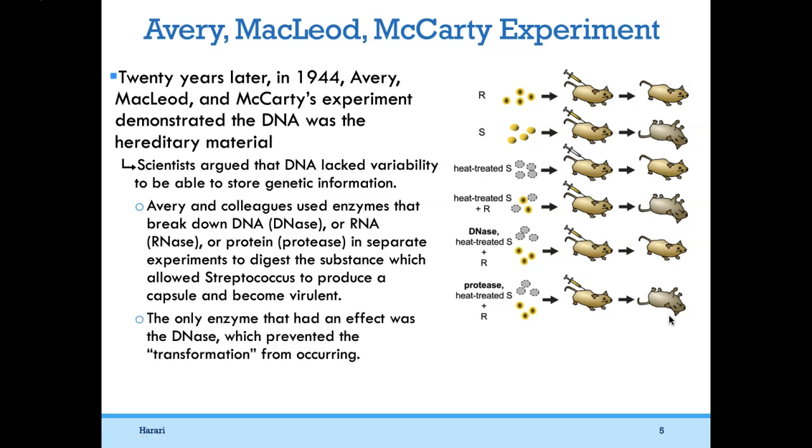Right? The only enzyme that had an effect was the DNase that prevented the transformation from occurring, right? The only way that the mice still lived was if you destroyed all of the DNA of the S strain. Therefore, it must be that something in DNA, right? It's the DNA that is transforming. The DNA has the information that's being transferred between one strain to the other. And if you get rid of the DNA, you cannot transport information anymore, right?